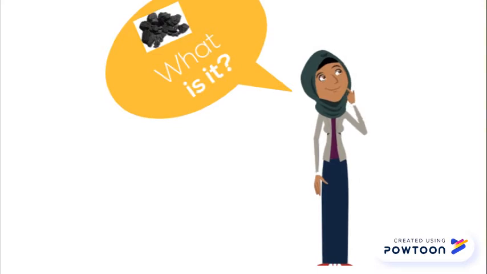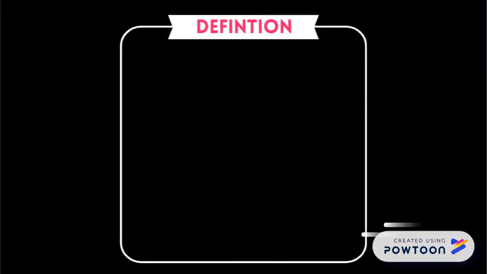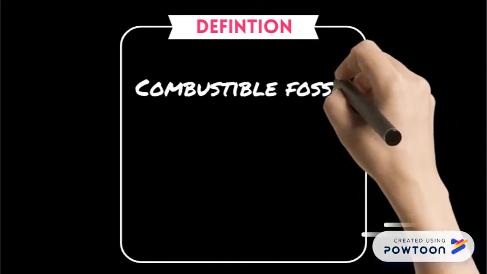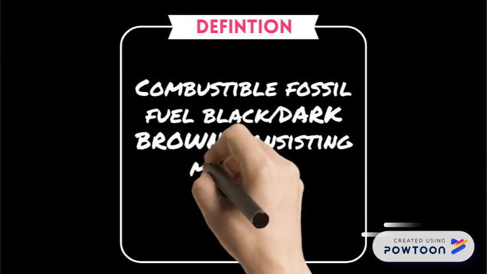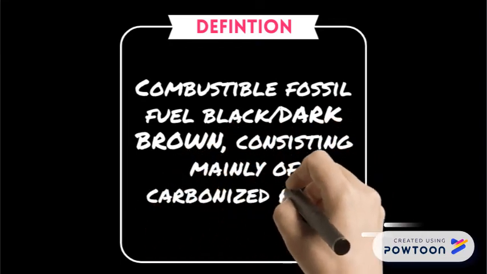First of all, what is coal? By definition, coal is a combustible fossil fuel. It is a black or dark brown rock consisting mainly of carbonized plant matter that is extracted through mining.